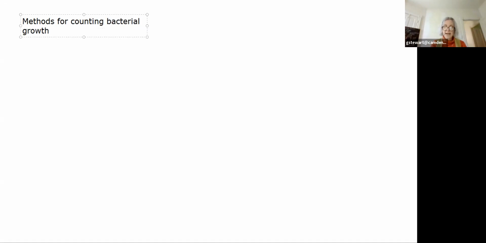So this comes under many names. Sometimes you'll see it called enumeration of bacterial growth. Sometimes you will also see it called measurement or measuring bacterial growth. All of those are used interchangeably.